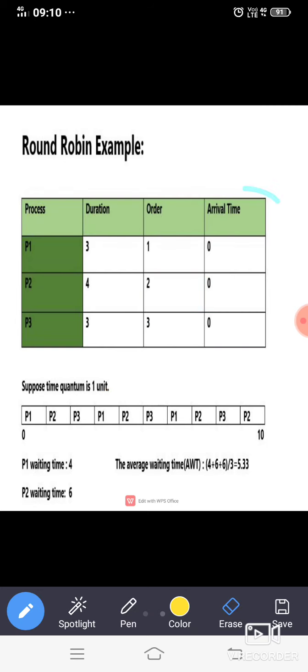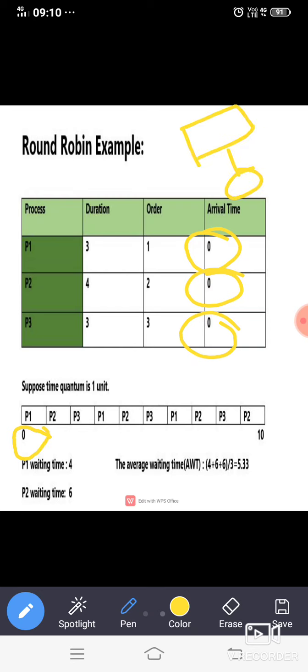So what is the arrival time of each of the processes? 0, 0, 0. That means they have entered at the same time. As soon as I opened my computer system at the 0th time, the processes P1, P2, P3 started.